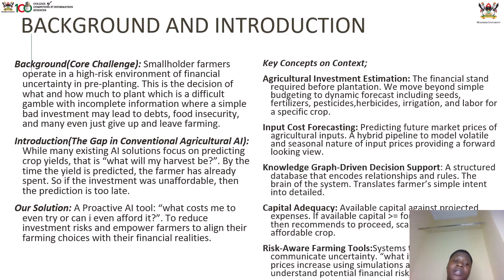The background and the introduction. Smallholder farmers operate in high risk environments of financial uncertainty in pre-planting periods. This basically means that farmers face high risks when they are planting. For example, they can't decide what to plant. They don't know if their initial investment income is enough for this and that. What this model will do, the model will help farmers make choices when they are planting.